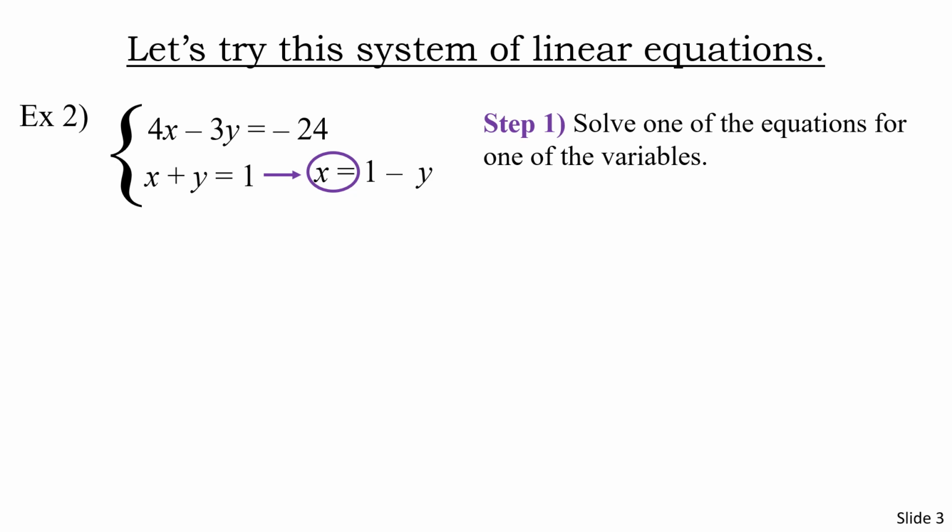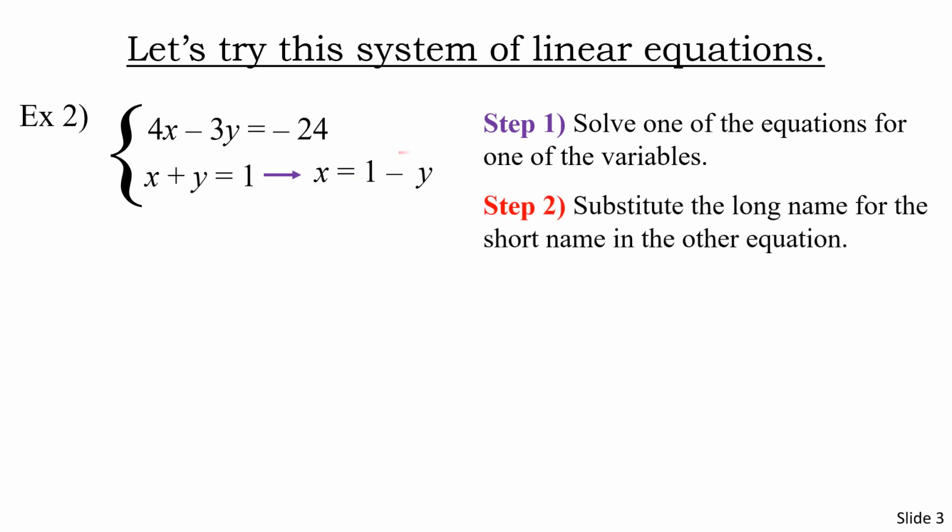Step 2, substitute the long name, 1 minus y, for the short name x in the other equation, which gives me 4 times 1 minus y minus 3y equals negative 24. Hence the substitution method. I'm substituting it in.